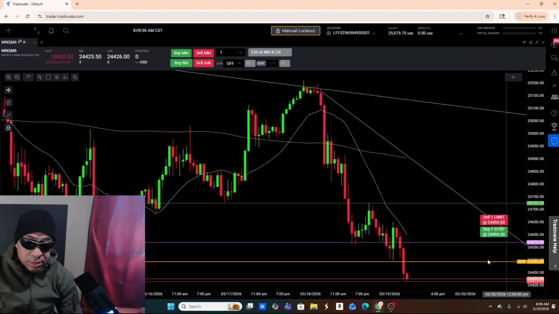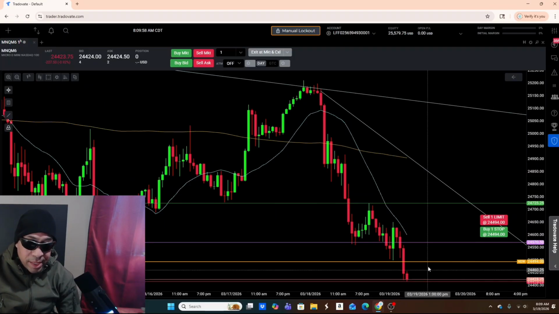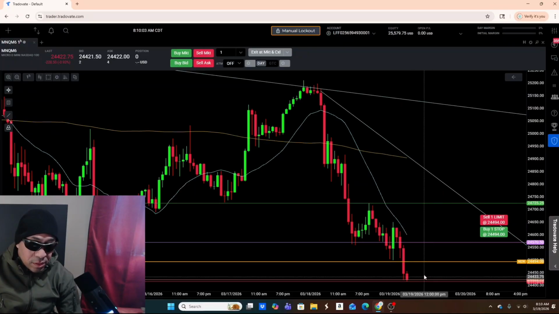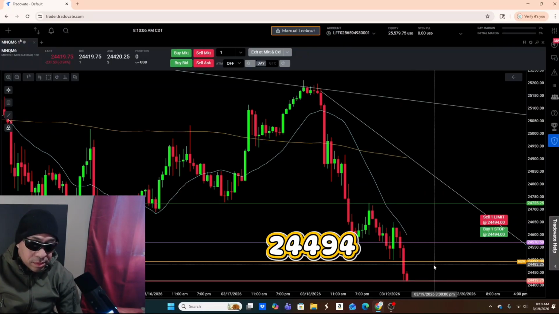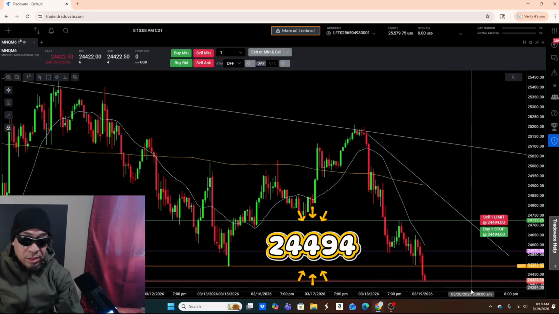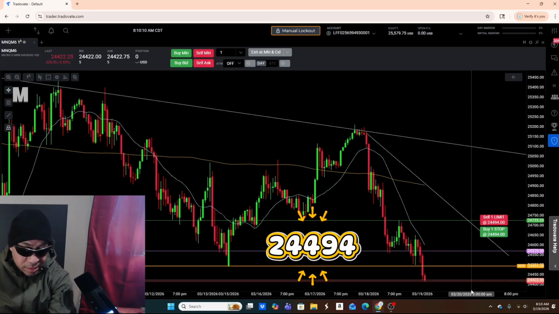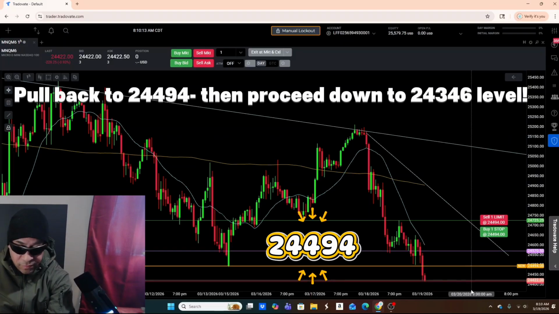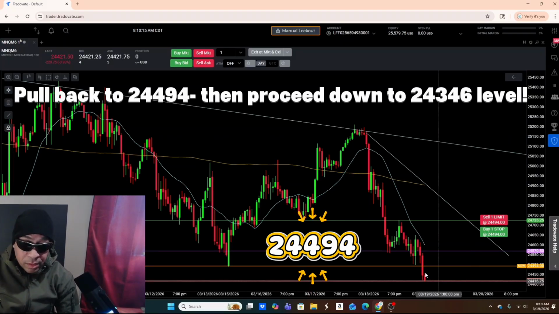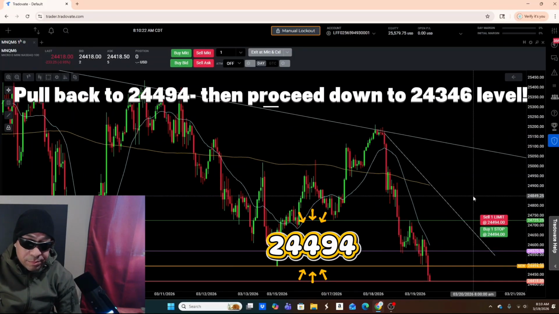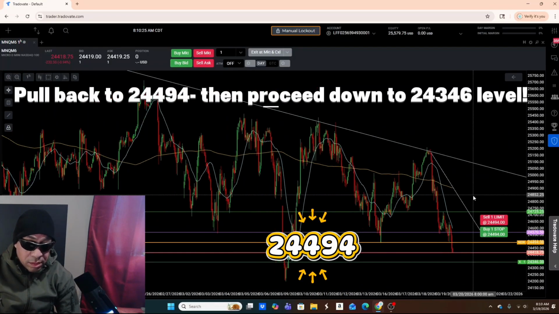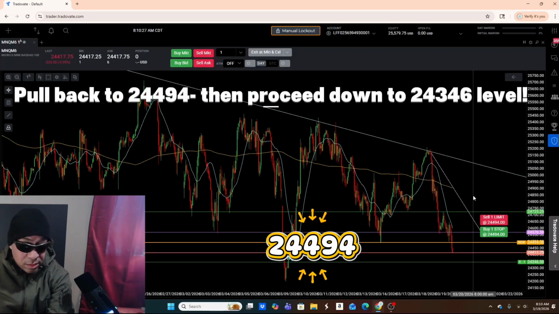494, folks. It'll probably come back up into this gap, 494 at open, and then crush down. So that's what we're looking at. We're looking at a pullback to the 494 level on the Nasdaq, which is at the bottom of this last swing, coming to this gap, and then proceed down to the 346 level.